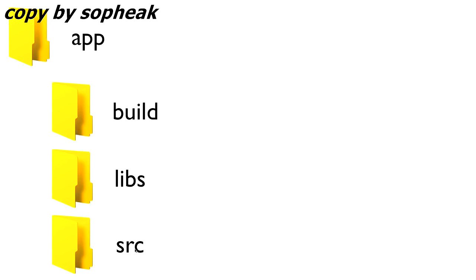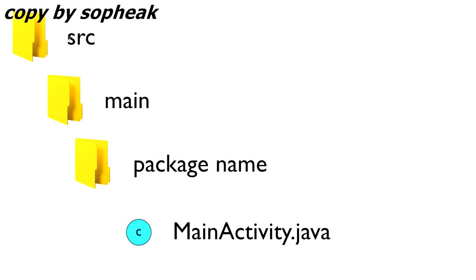And then let's dive into our source folder, which is going to have the main application code. Now inside the source folder, there's a couple folders we're going to focus in on here. First, I'm going to focus on main. Inside of main, you're going to have a package name, which is going to make your application unique. And then you're going to have main activity.java, which is going to be all the code for your application.